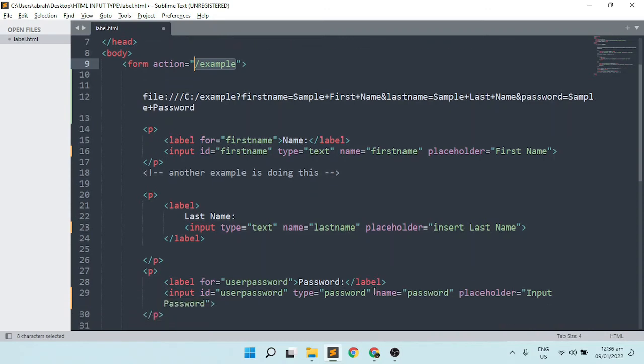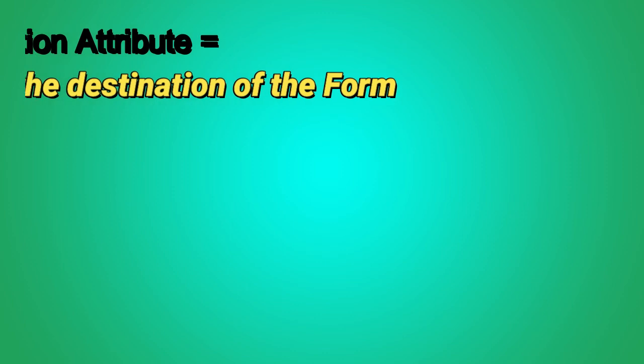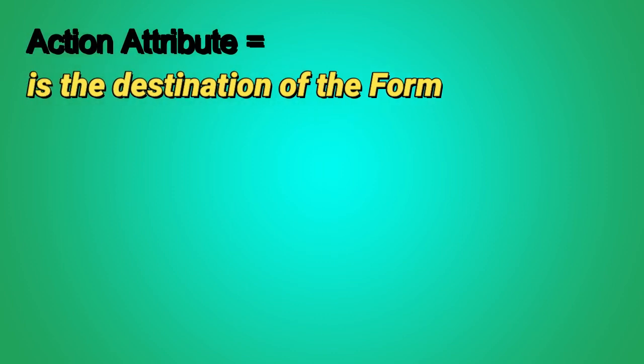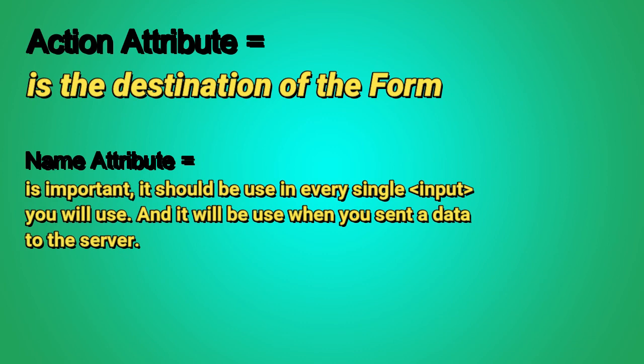In my last lecture, I actually explained this one, and this is of course very important, particularly in the form. The action attribute is very important because this is the destination of the form. And also you need to understand that the name attribute is very important. This will be the name under which the data will be saved or will be sent into your database.